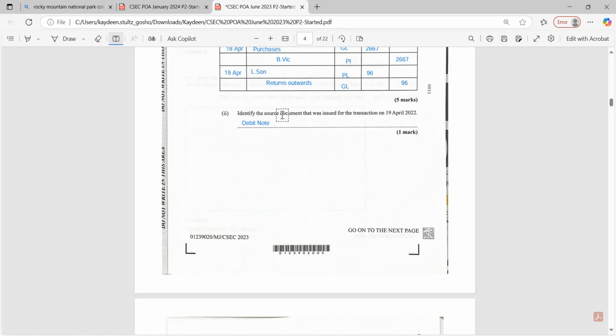Then it says identify the source document that was issued for the transaction on the 19th of April 2022, and that is known as a debit note. So let's look at 19th. So 19th of April, goods were returned to Elson. That's the one that we previously just did, right? And once goods are being returned, the source document that will be issued is the debit note.